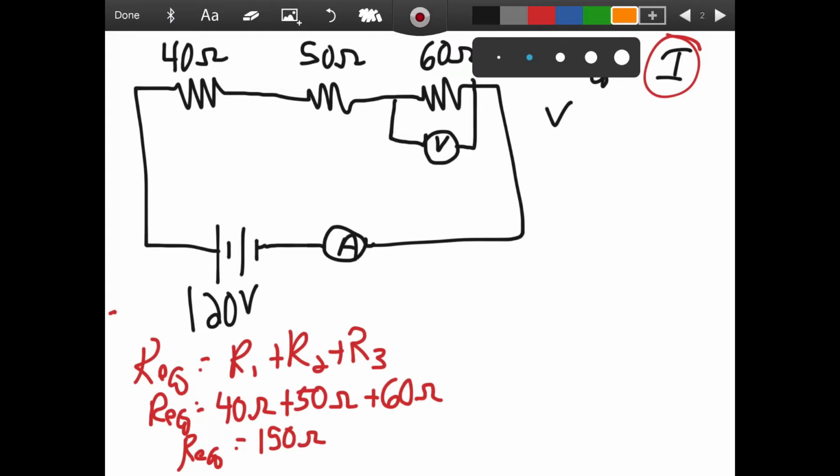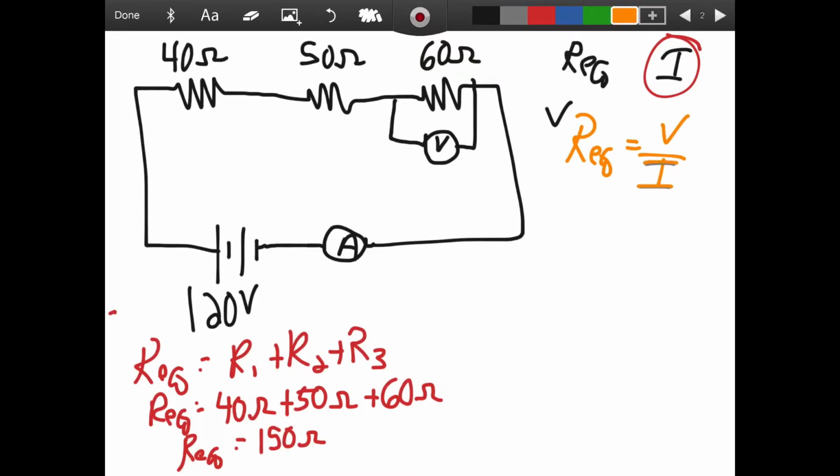So now to get the total current in the circuit, I'm going to use Ohm's law, and I'm going to use R, the equivalent resistance, equals the voltage over the current. So R equals V over I, Ohm's law. Now we can plug in. I have an equivalent resistance of 150 ohms, 120 volt battery, which gives me the current of 0.8 amps.